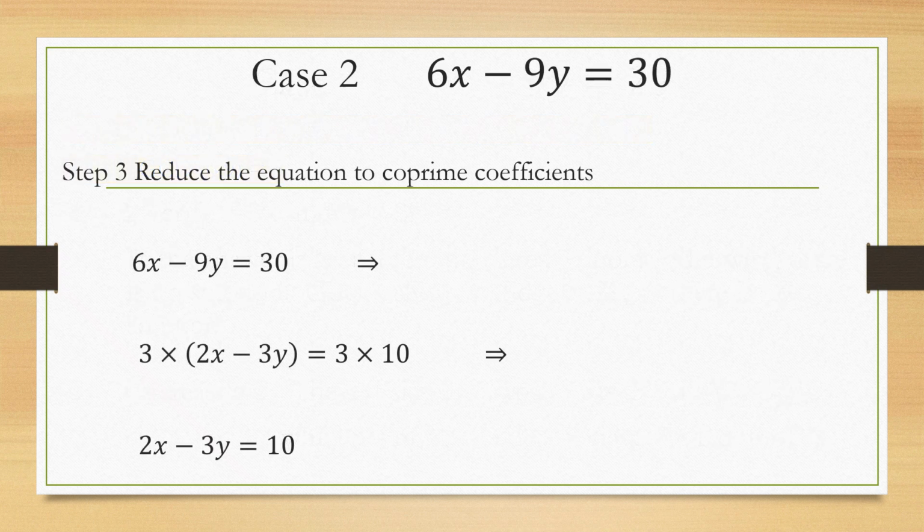So case 2 would be 6x minus 9y is equal to 30. And now because 3 divides both sides, we can reduce the equation to co-prime coefficients. So 6x minus 9y is equal to 30. You can factorize 3 out of each term, so you get 3 times (2x minus 3y) is equal to 3 times 10. And you can just cancel out the 3. So 2x minus 3y is equal to 10.